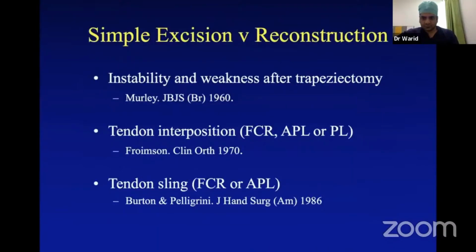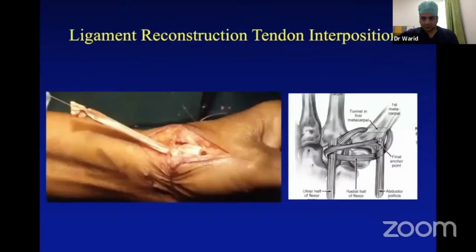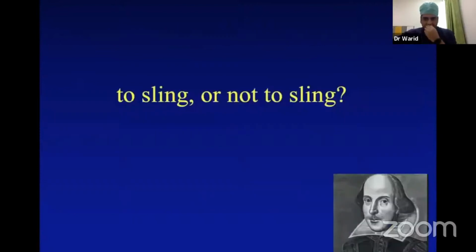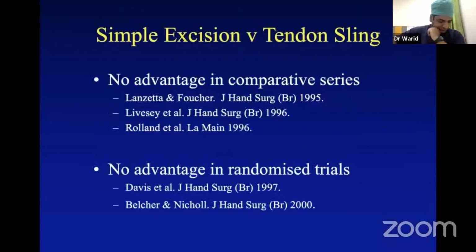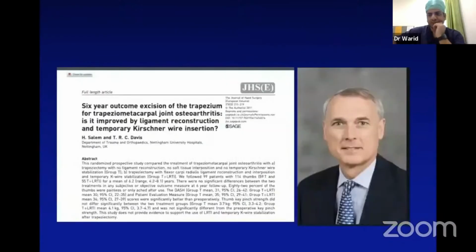Since its inception, there have been concerns regarding instability of the joint following simple trapeziectomy, and a variety of procedures have been described to mitigate this. Many use part of FCR, and some are really quite complex. So, with apologies to the bard, to sling or not to sling? That is the question. Well, there's little evidence in the published literature of any benefit to any form of sling or interposition.